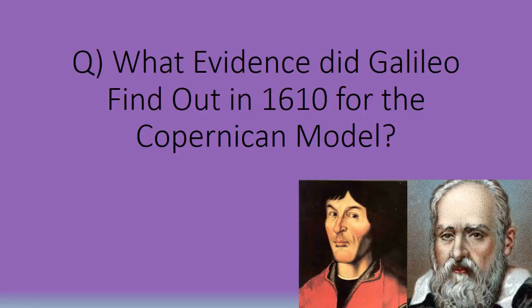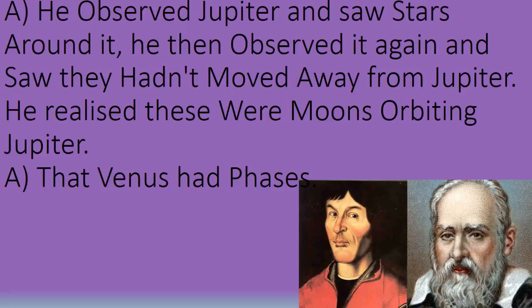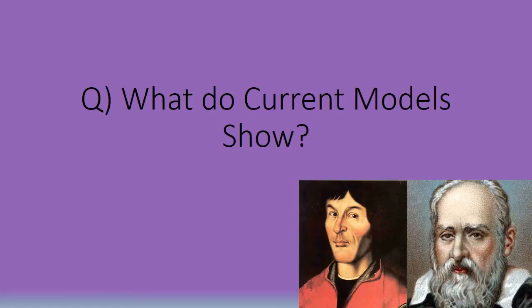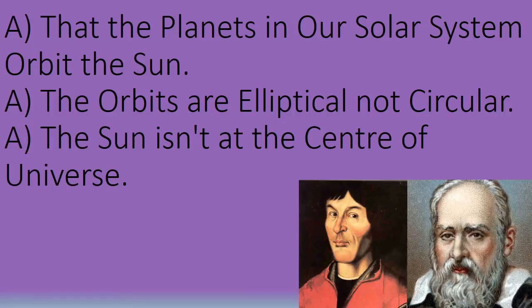What evidence did Galileo find in 1610 for the Copernican model? He observed Jupiter and saw stars around it. He then observed it again and saw that they hadn't moved away from Jupiter. He realized these were moons orbiting Jupiter. Also, he noticed that Venus had phases. What do current models show? That the planets in our solar system orbit the Sun. The orbits are elliptical, not circular, and the Sun isn't at the center of the universe.